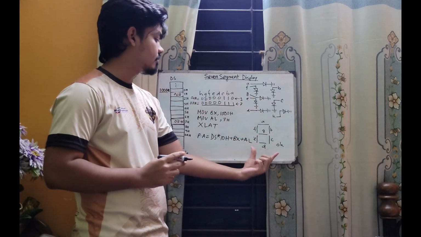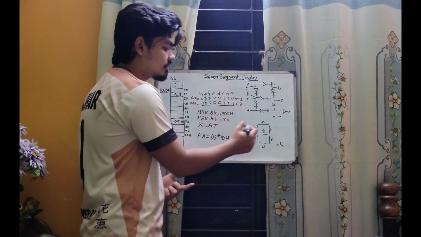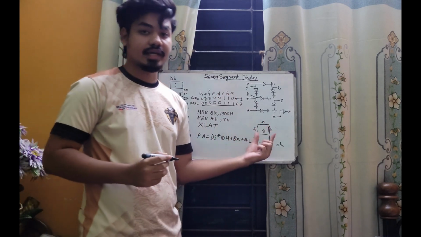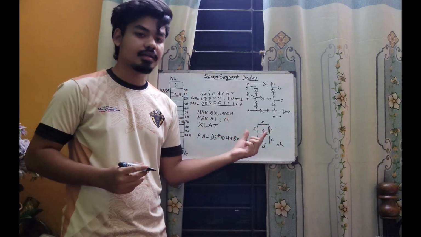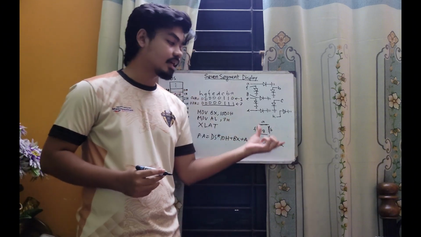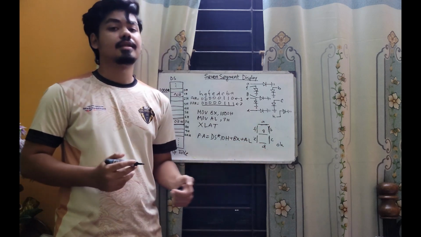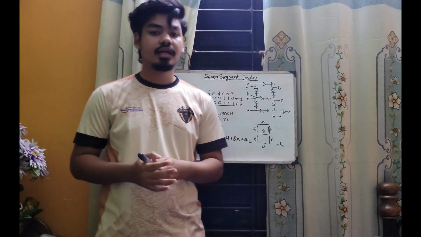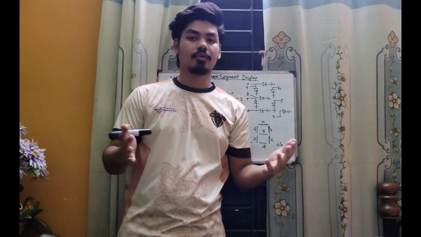And then the 7-segment display will understand that only A, B, and C will light up, and all others remain inactive. Only these 3 will be active. And this is how the 7 will be displayed in the 7-segment display. So this is how the 7-segment display works, and that was all from my side. Thank you everyone for your attention.